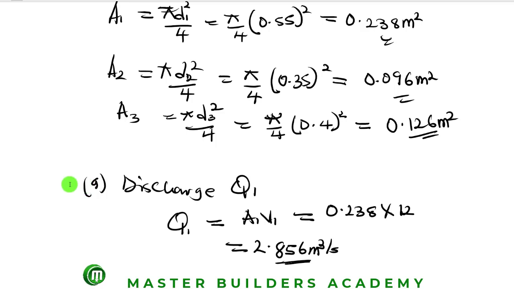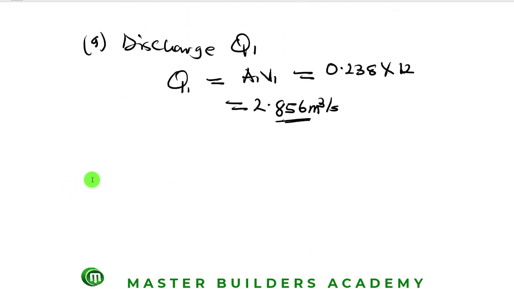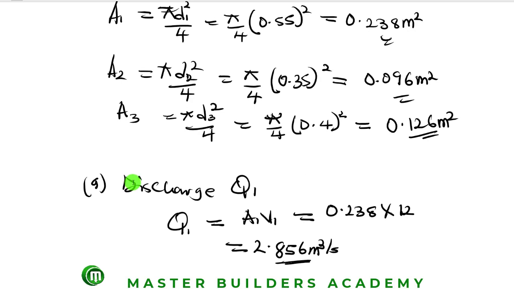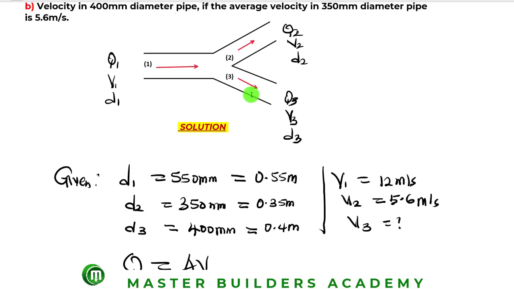So this is the discharge. You see that this thing is very, very simple. Having done this, what's the next option? When we come up here, we'll see the question. B, we are asked to find the velocity in pipe 400 mm diameter, which happens to be what? D3, which is pipe 3.